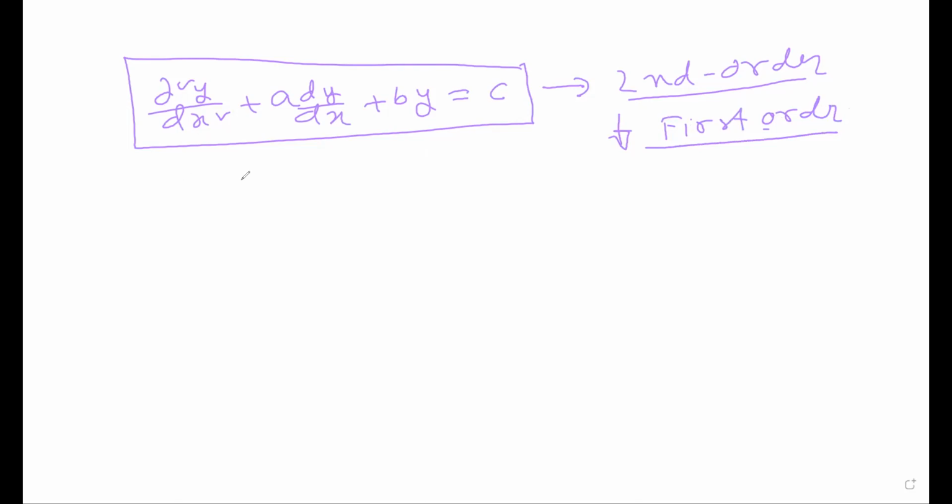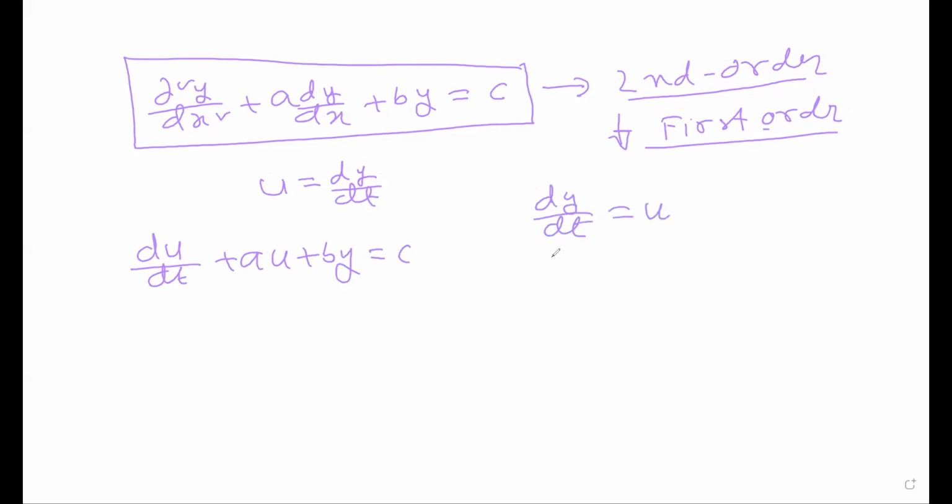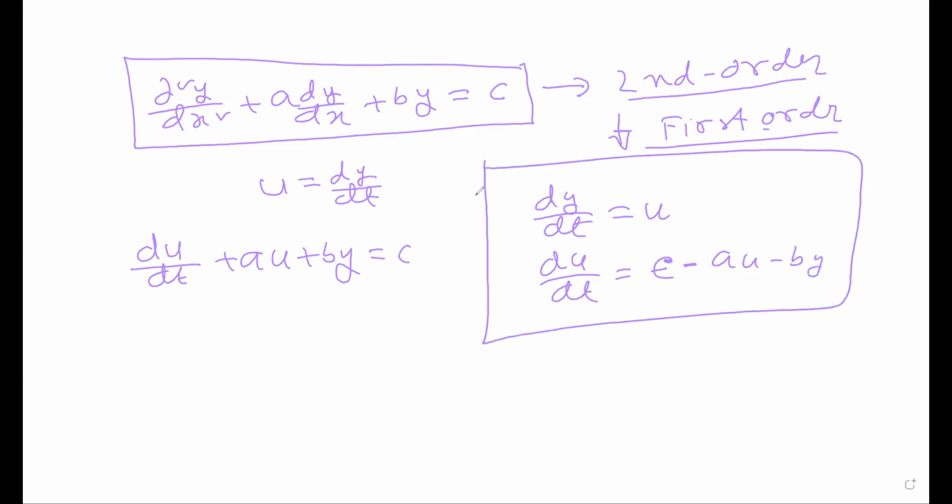For example, if we change the variable in this way, consider that u equal to dy by dt. Then with the help of u, can you write this equation? It will be du by dt plus a into u plus b y would be equal to C. Then you can have your two equations there. One, dy by dt equal to u. Another equation is du by dt is equal to C minus a u minus b y. Are these two equations not the equivalent of this second order equation?